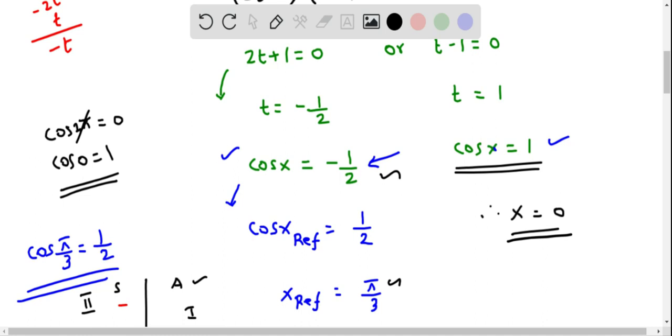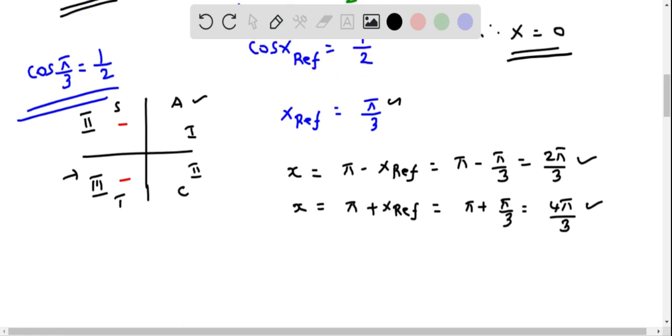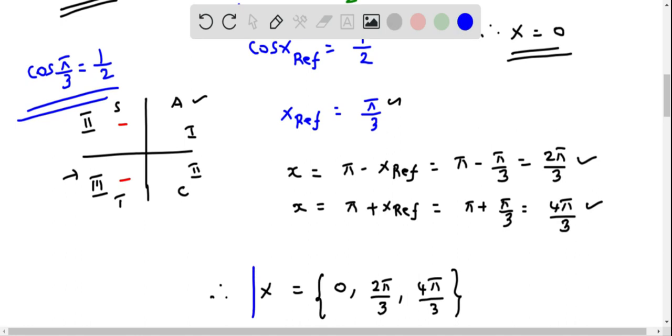So finally we get three solutions for this equation, that is 2 pi over 3, 4 pi over 3, and 0. Therefore we can finally say that the solutions of the given trigonometric equation are x equals 0, 2 pi over 3, and 4 pi over 3. And this is the solution of the trigonometric equation.